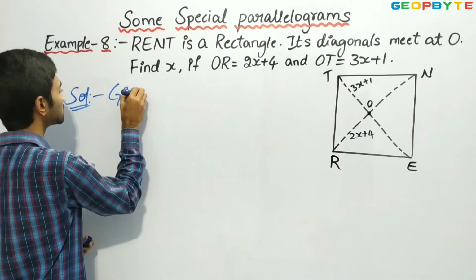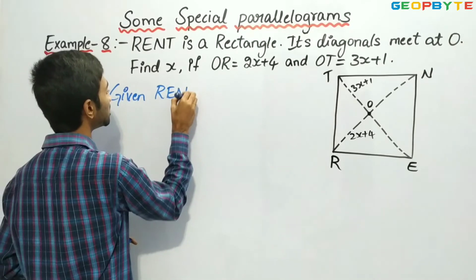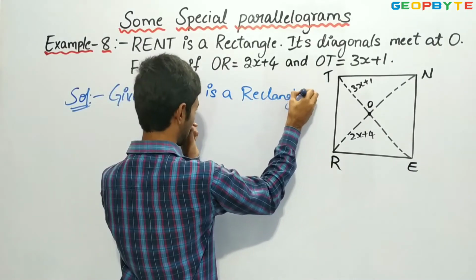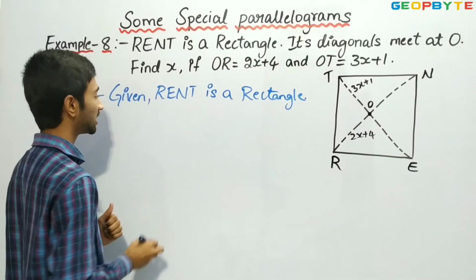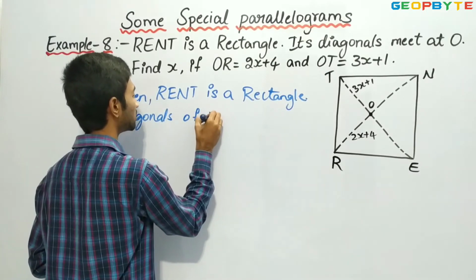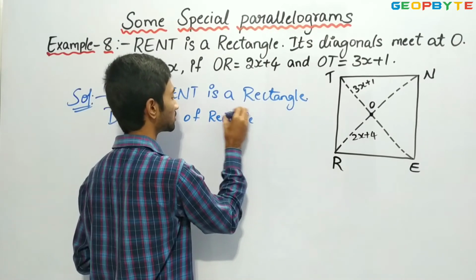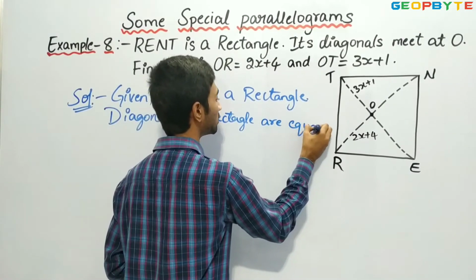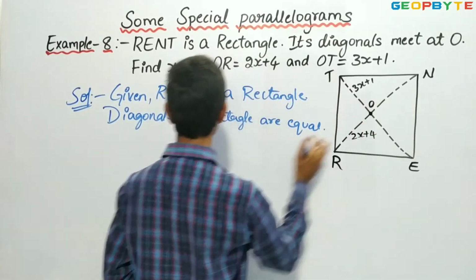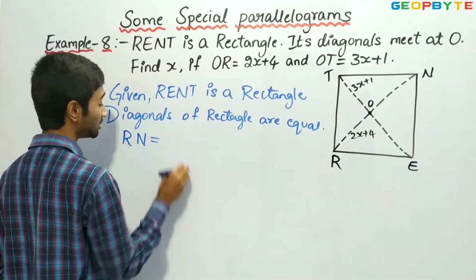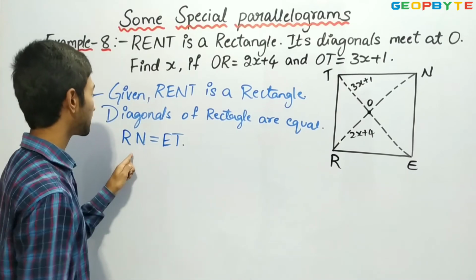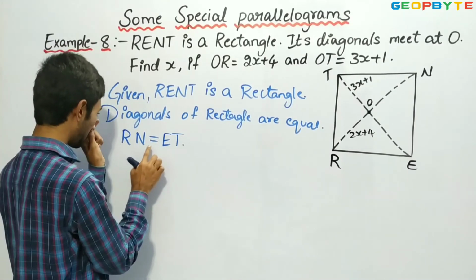So given RENT is a rectangle and we know that diagonals of a rectangle are equal. That means RN is a diagonal and ET is also a diagonal. So RN is equal to ET. These two are the diagonals of a rectangle and diagonals of a rectangle are equal. So RN equal to ET.